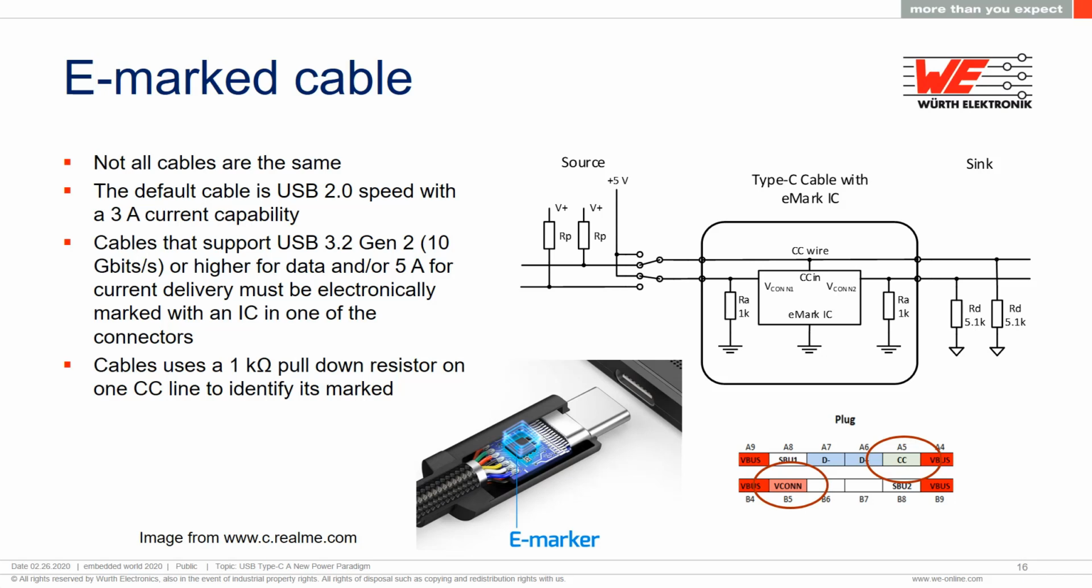High-speed cables that support USB 3.2 Generation 2, which is 10 gigabits per second or higher for data, and/or 5 amps of current must be electronically marked. This means there's an IC in one of the connectors that is connected to the CC line, A5, for communication. Diagonally opposite is the VCONN pin, B5, which is terminated to ground with a 1K resistor, indicating that it needs 5 volts applied to power the IC. This is how the devices can detect the eMark cables, indicating its enhanced capabilities for data and power. These high-speed cables will be shorter and have a larger diameter and be more expensive.